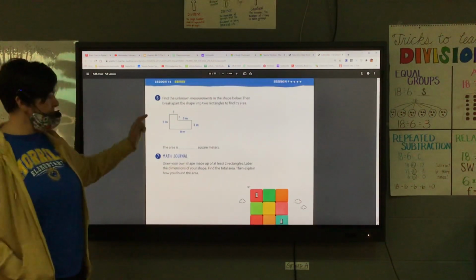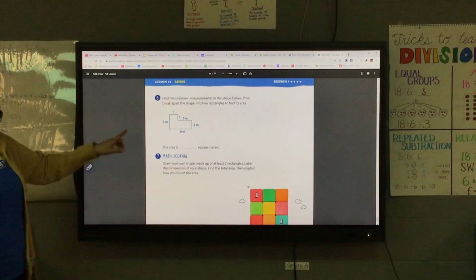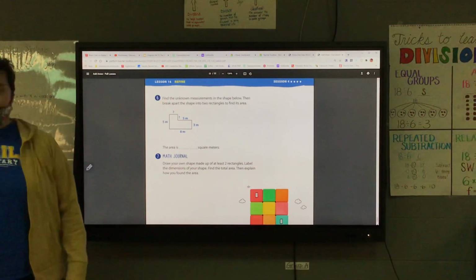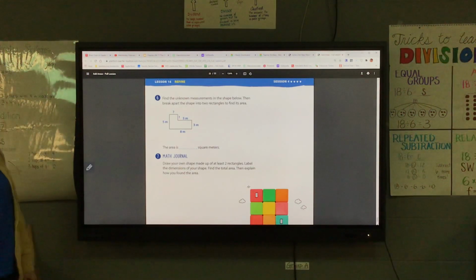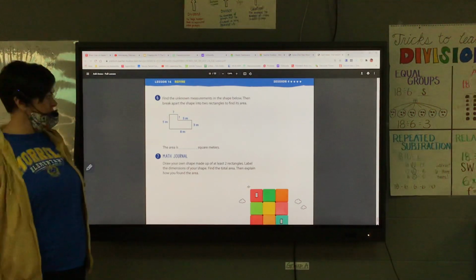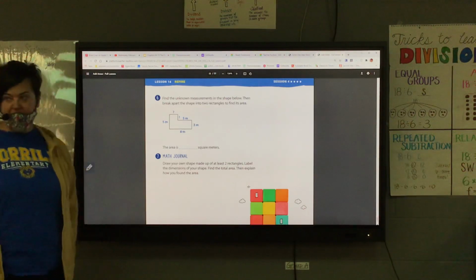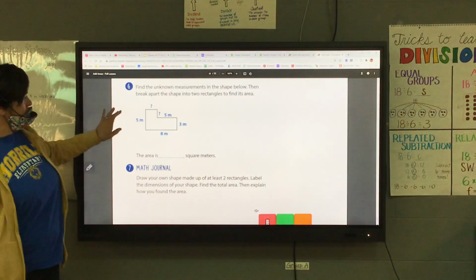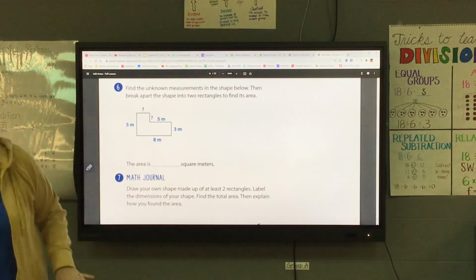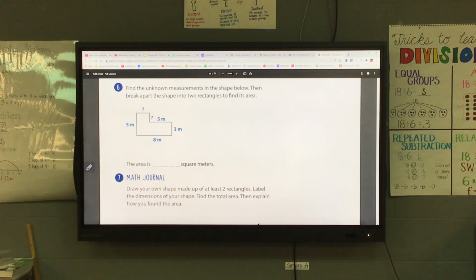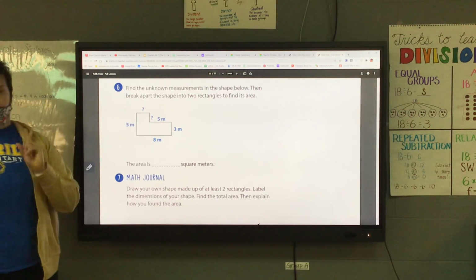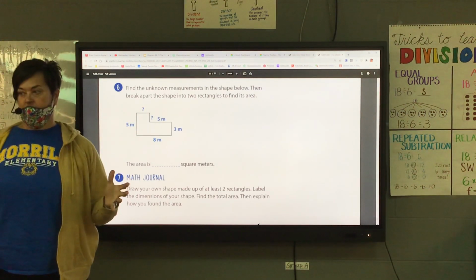All right, so look at problem 6. It says find the unknown measurements in the shape below. Then break apart the shape into 2 rectangles to find its area. So do you see the 2 question marks there? Let me make sure this isn't blurry for Noah. It's good. Okay. So we have to find these 2 measurements first before we solve for the area.